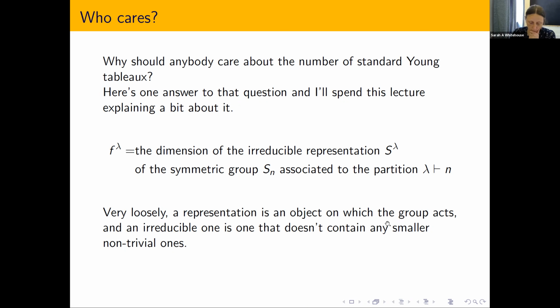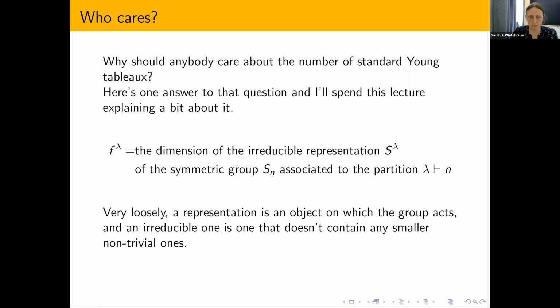A representation of a group, very loosely, is an object on which the group acts. In this case, our focus is on the symmetric group, Sn, and we're interested in an object, in fact it will be a vector space, but just some object on which the group acts. All kinds of objects have symmetries, and those are very often captured by an action of the symmetric group. We want to be able to study those objects and have a theory that tells you what's going on in terms of group actions. This is what representation theory of groups does.